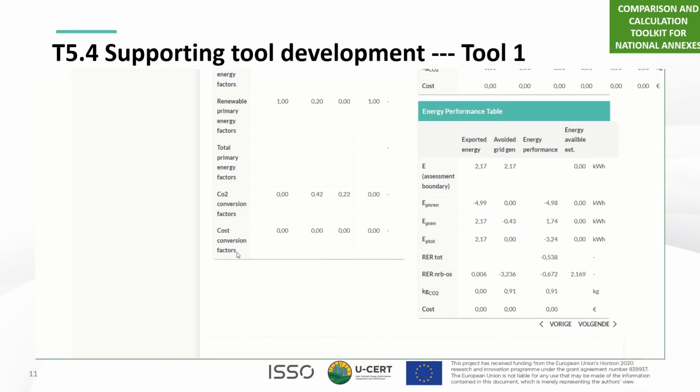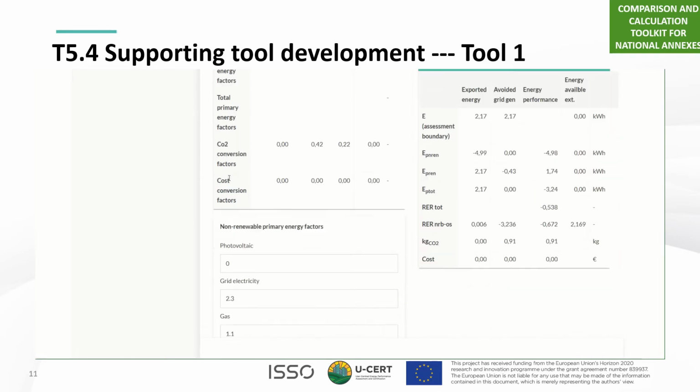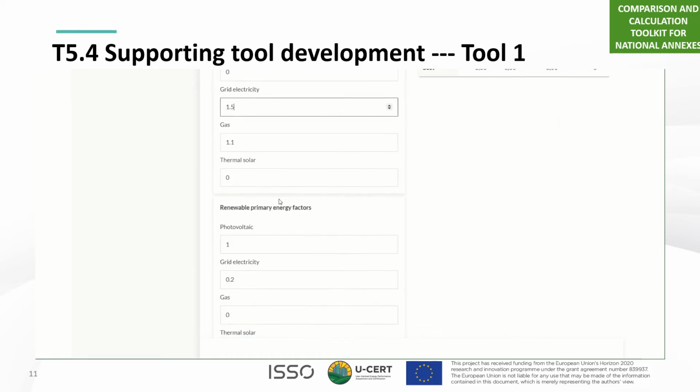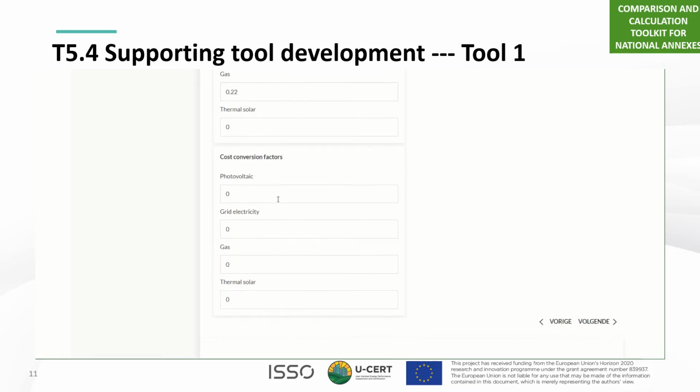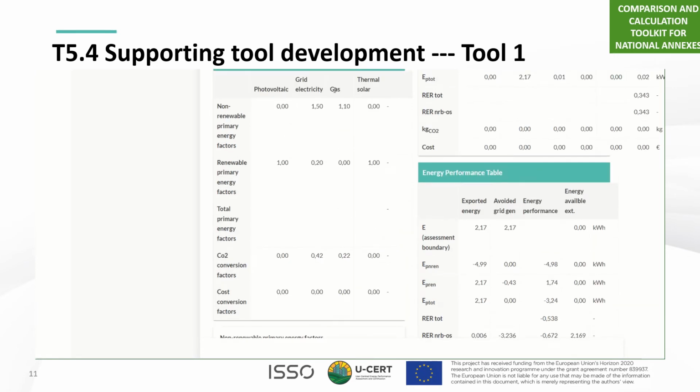It is also possible to edit this table, and so to decide the values to assess for each energy carrier. For instance, it is possible to select our own value for the non-renewable primary energy factor for the grid electricity. So for instance, instead of 2.3, we could select a value equal to 1.5. And this can be done for each energy carrier and for each type of primary energy factor, so even for cost and CO2 conversion factors. Then the selected values will be shown in this table.